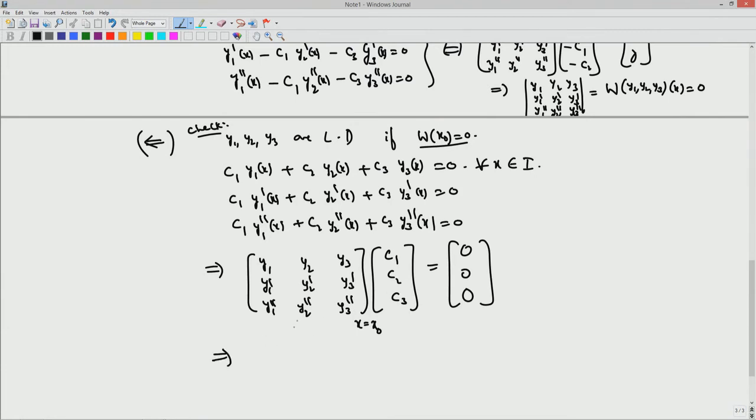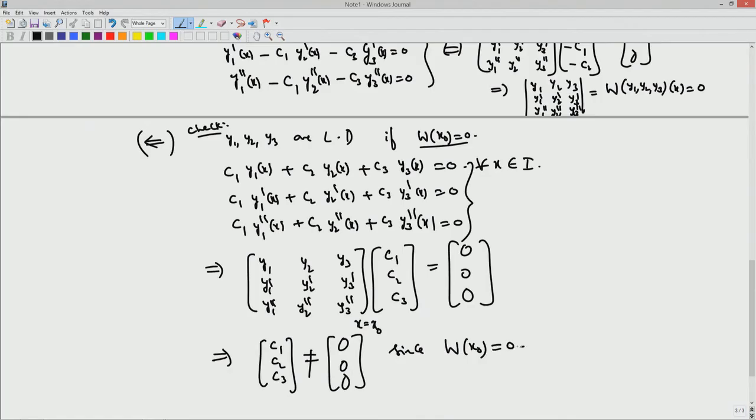Okay. This determinant being 0 implies I can get c1, c2, c3, the same constants, from this system, which are non-zero, since the Wronskian at x naught is 0. It's like A x equal to 0, where A is this 3 by 3 matrix and x is the vector. If the determinant of A is 0, which means the Wronskian is 0, then I have a non-zero solution, that is c1, c2, c3.